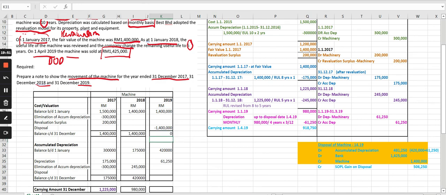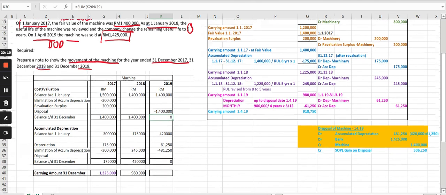And here the accumulated depreciation that you remove was the total here, these two total. So this is 481,250, and you must remove them, so that must be deducted, or you can put a bracket there. And now you have zero balance for the accumulated depreciation and also for the cost or the valuation of the machine. And at the end of the year, here is also the same, which is also 0 here.